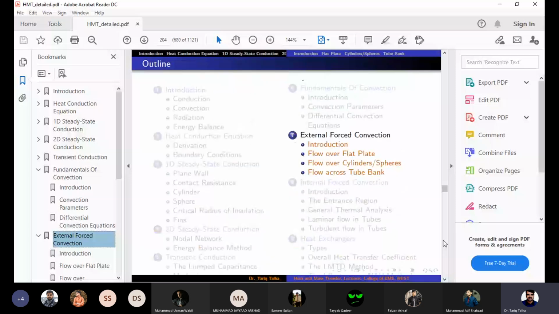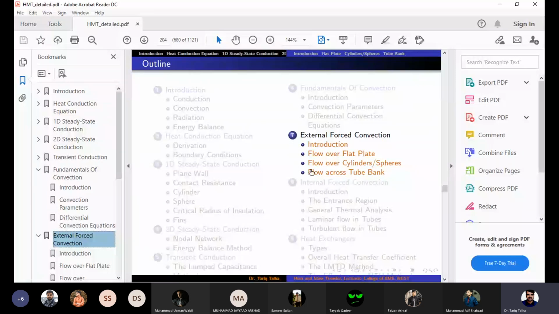The first type of flow is the external flow, and in that we would be discussing external forced convection. First of all, we would discuss the fundamentals of external forced convection. In that, we would also discuss the fundamentals of external flows like drag and lift, which I gave the introduction to at the end of the last lecture.